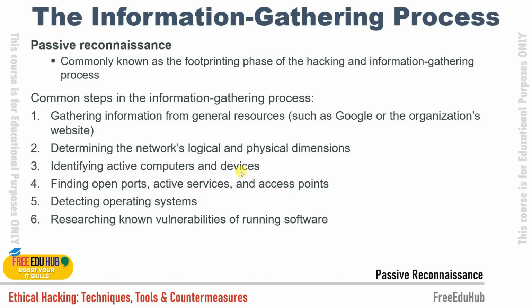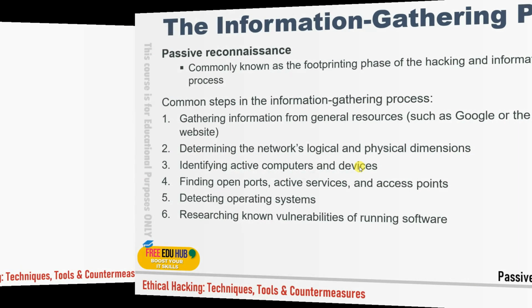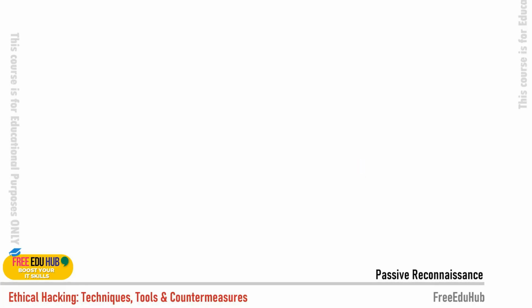Identifying active computers and devices, like what are the active systems, devices or technologies used in those organizations. Finding open ports, active services and access points. What are the ports which are open on the computers? What are the services rendered, and what are the different access points, etc. They can even detect the operating systems which are being used, and they can even find out about the known vulnerabilities of the software that they are currently using in their organization.